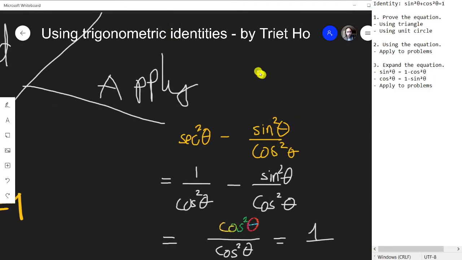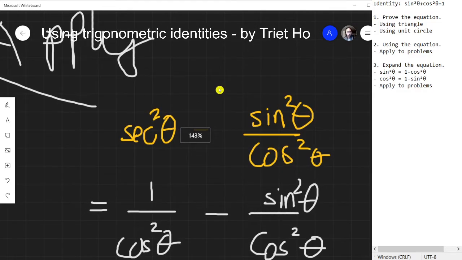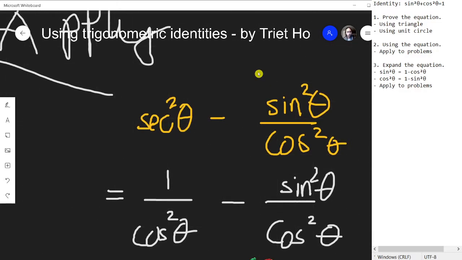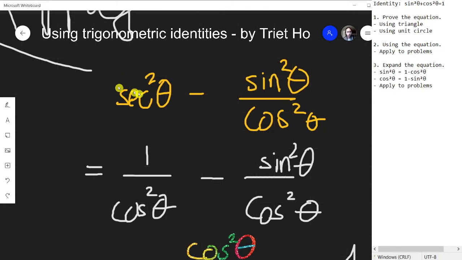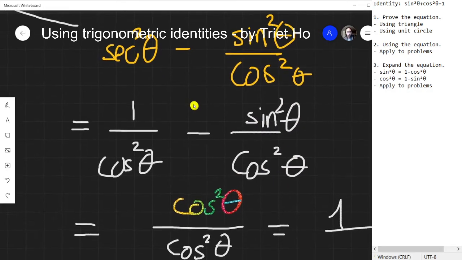And I'm going to apply that to one more problem right here. We have secant squared theta minus sine squared theta over cosine squared theta. We know secant is 1 over cosine, so secant squared theta is equal to 1 over cosine squared theta. And I keep this over here the same.